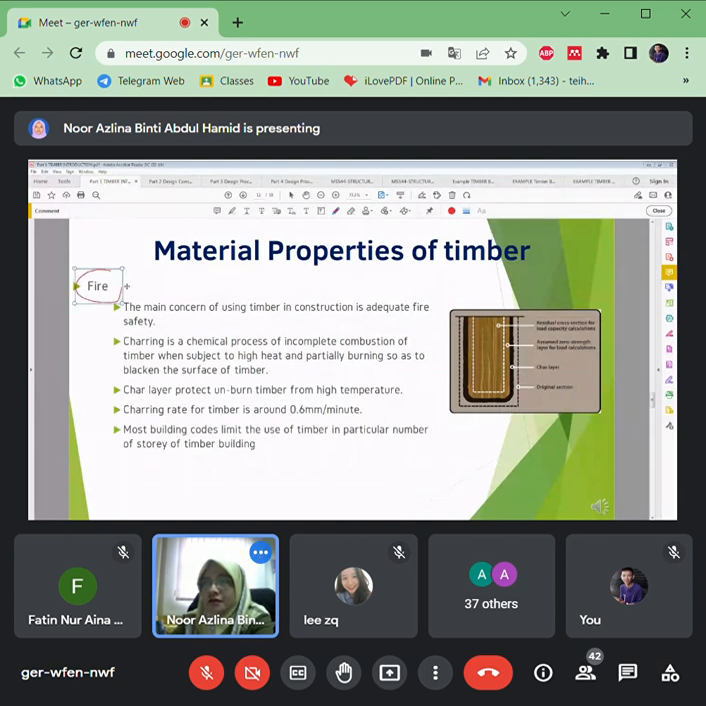Okay, then fire. The duration for which a structure made of timber can resist the fire. So if you look at this is the cross section of the timber. Okay, this part that has become charcoal, which is a char layer here. So the charring rate for timber is around 0.6 millimeter per minute. It's quite fast. Okay, it's quite fast for the burning process of the timber. So that's why most building codes limit the use of timber, in particular the number of storeys of timber buildings.